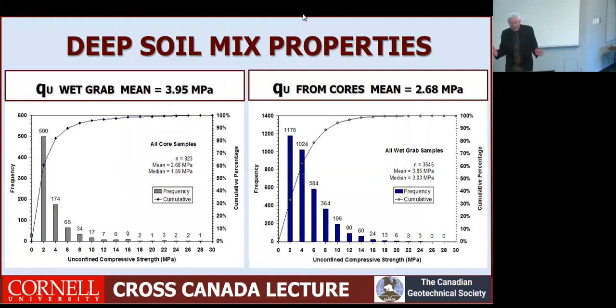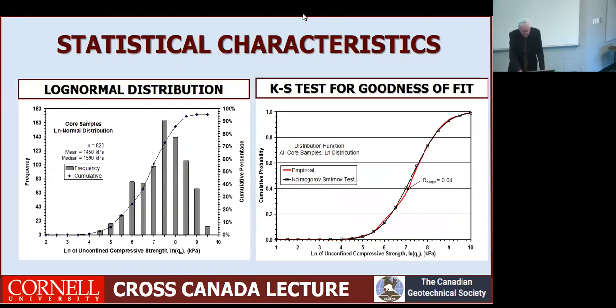The unconfined compressive strength also is much different with the wet grab samples. In fact, significantly higher, almost 4 megapascals. Again, reflecting the fact that you're concentrating cement in those particular samples, as opposed to the core samples where you're at 2.68. So clearly, you want to avoid biases. Our preference is to do wet grab as a quality control so that the contractor has rapid feedback, but to really pin your evaluation of strength characteristics on what's coming out of the core specimens.